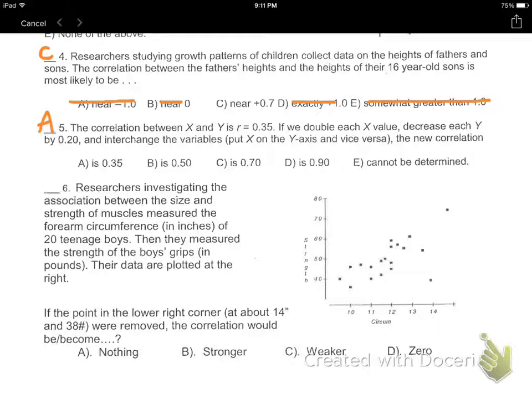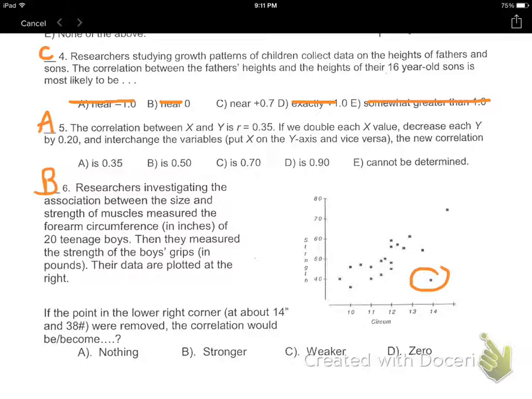Okay, so the researchers investigating the association between size and strength of muscles measure the forearm circumference of 20 teenage boys, and then they measure their grip strength. The point in the lower right corner, about 14, 38, was removed. The correlation would become... Okay, so we call that point, that is not an outlier. It is not an outlier. But do you see, it is influential, because if I was to remove that point, what would happen to my correlation? I'm hoping that you say my correlation is going to get stronger, so the answer is B.